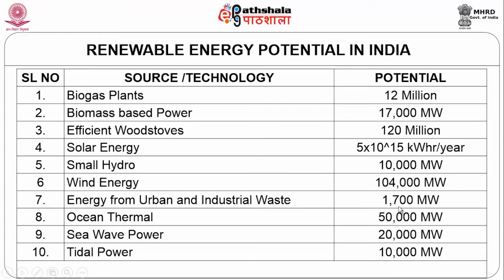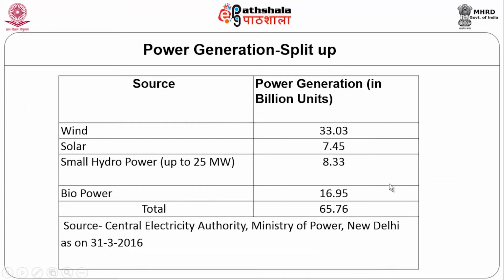Since we have huge potential of renewable energy sources, renewable energy technologies have to be created on a large scale in the country. And this is about the power generation split up, in billion units: from wind 33.03 billion units, from solar 7.45 billion units, from small hydro up to 25 megawatt capacity about 8.33 billion units, and biopower about 16.95 billion units.